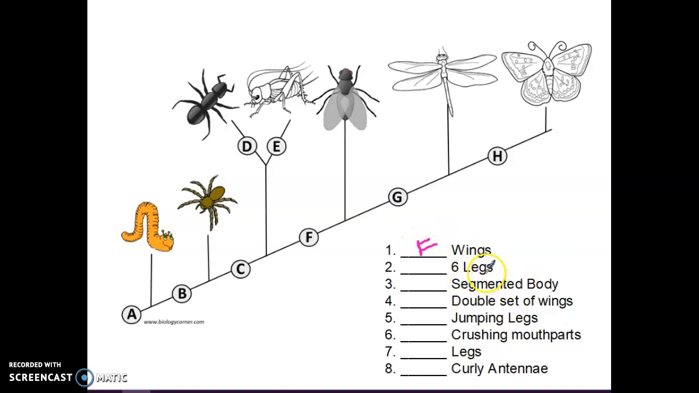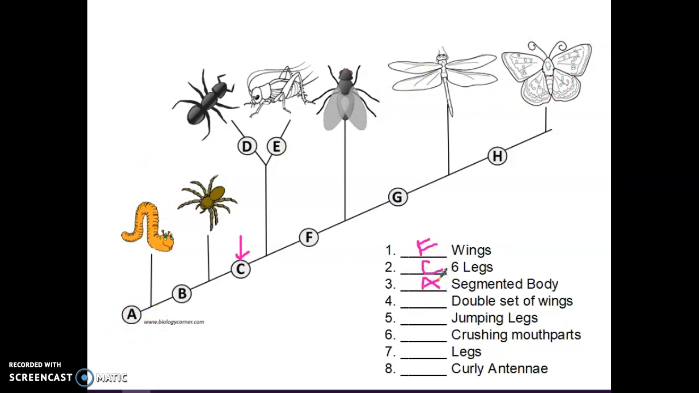Okay, all right, 6 legs, no legs, 8 legs. Ant has 6, grasshopper has 6, fly has 6, dragonfly, butterfly. So that means a good spot for 6 legs would be here at C. Okay? All right, now segmented body. That means they actually have, where you can tell, a head region and a butt region. All of these organisms actually have segmentation, like they're divided. So that would be a good characteristic for A.